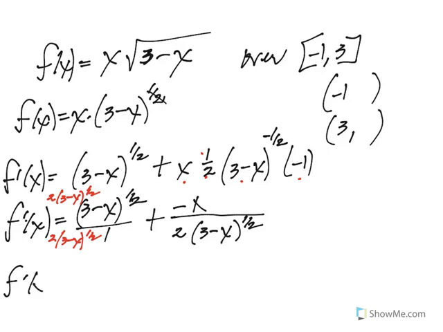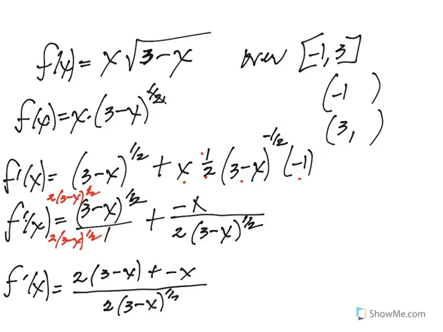And what this is going to give me is f prime of x is equal to 2 times 3 minus x to the first power, because if you have the same base, you add the exponents. So we then plus a negative x on my second fraction over my common denominator of 2 times 3 minus x to the 1/2 power. Now if I clean this up, that is going to be 6 minus 2x plus another x. That's 6 minus 3x on the top, 2 times 3 minus x to the 1/2 power on the bottom. This is my y prime.